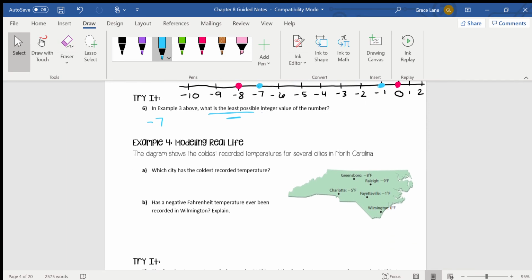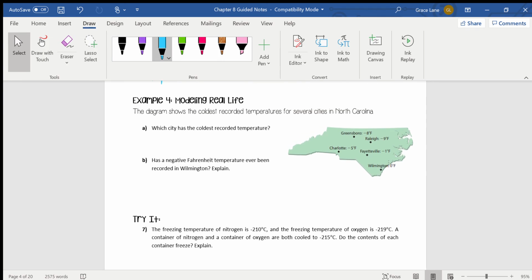Okay, let's go down. Example 4. The diagram shows the coldest recorded temperatures for several cities in North Carolina. Which city has the coldest temperature? If you can just see, looking at the map here, which one is the most negative, the least value, or the coldest, that's great. If you can't, I would try to mark it on a number line.